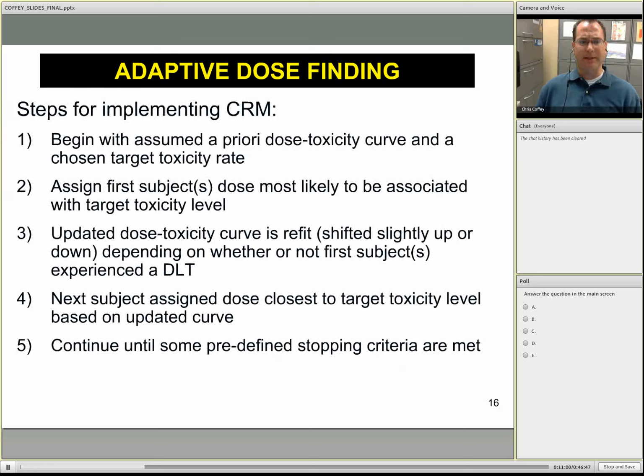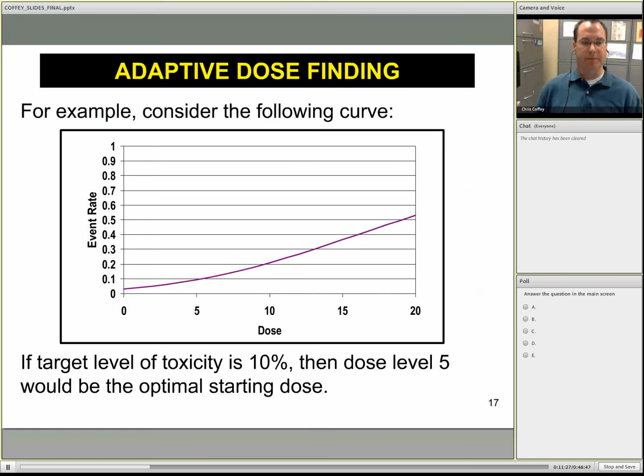To implement that, as I mentioned, you go through this process, you refit, and you continue until some stopping criteria are met. The stopping criteria could be some maximum number of subjects have been treated. You treat some fixed number of subjects at a single dose, in which case you might stop and say that's the maximum tolerated dose, or other stopping rules that have been suggested, or if the dose response curve changes by some tiny threshold, you would then stop and say that it's converged and use that to select your maximum tolerated dose. I think it's helpful visually to see how it works.